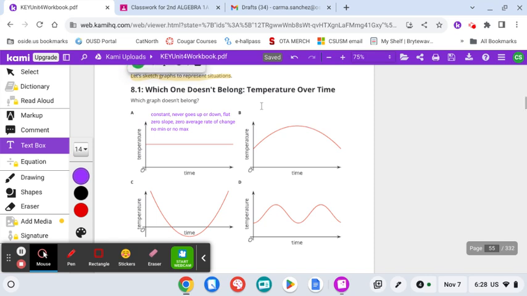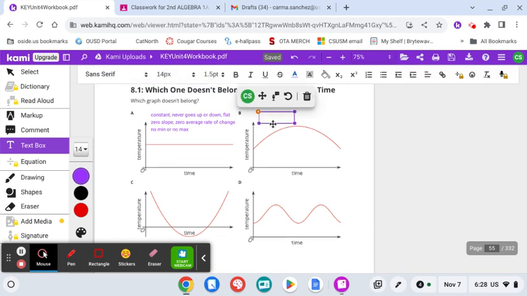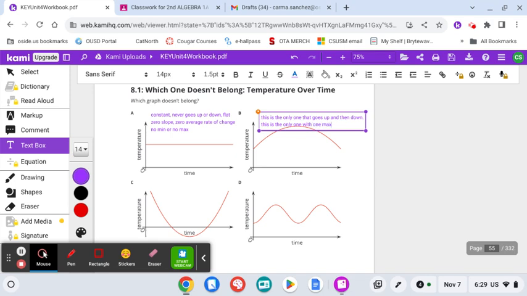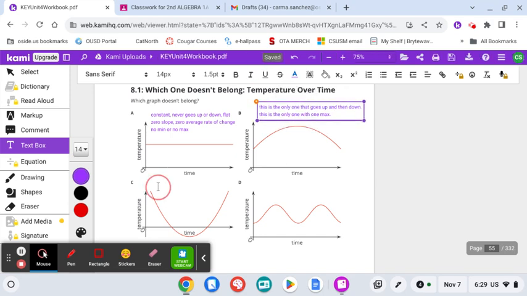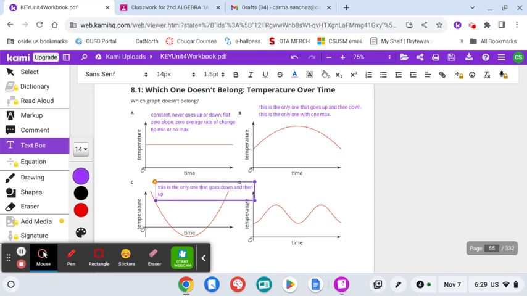Okay, how about this next one? This is the only one that goes up and goes down. This is the only one with one maximum. Think of all the things you could say about why this one doesn't belong and put it in your own words. How about this one? Goes down and then up, has a minimum.